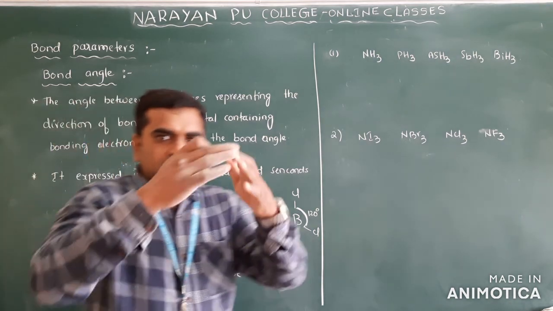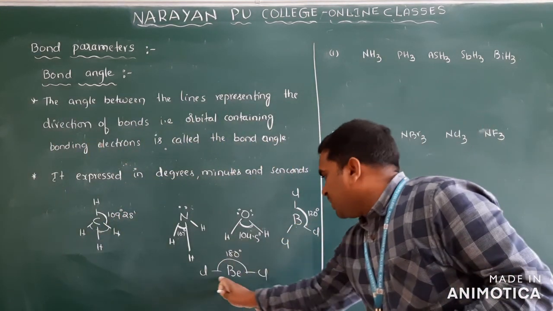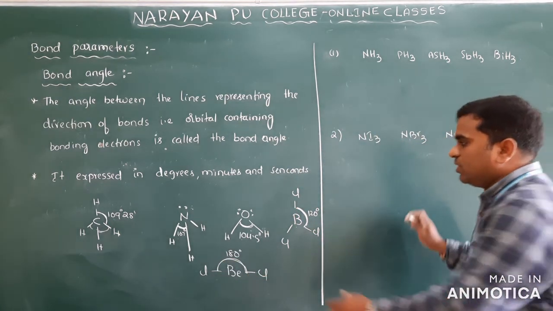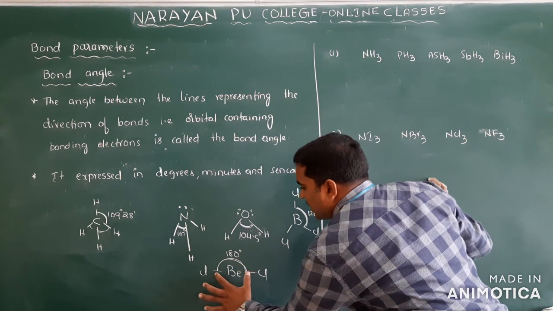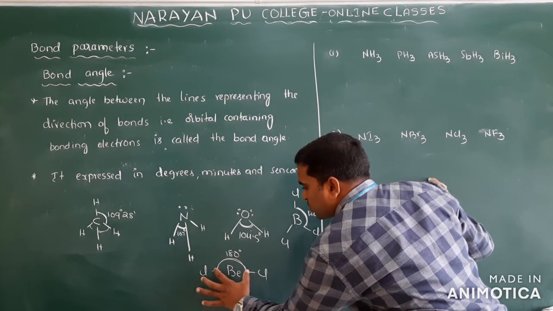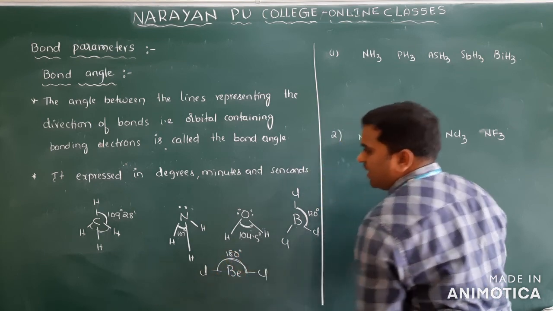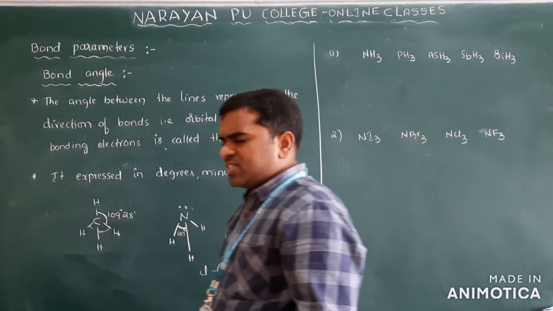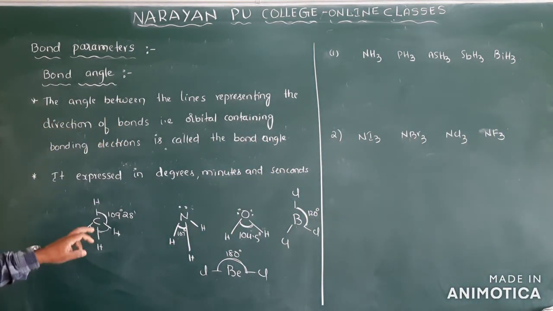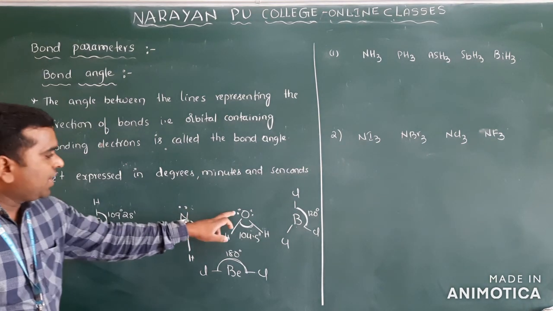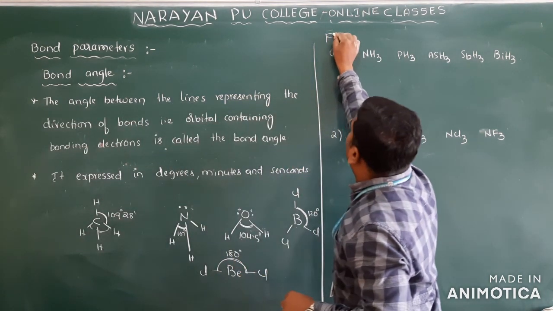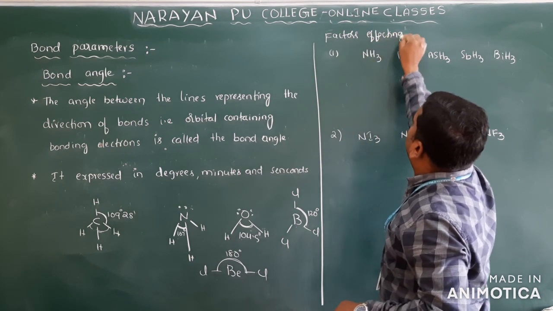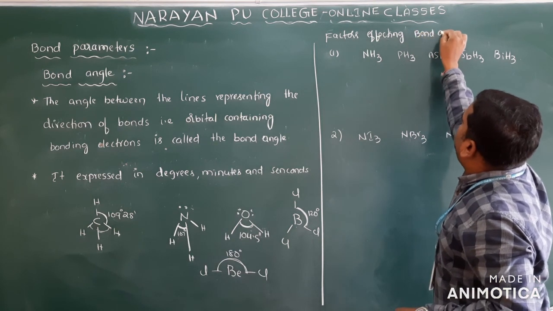Clear? Trigonal planar is a triangle. In a triangle, what is the angle here? 120. BeCl2 is linear. Linear means what is the angle here? 180. You have to see the angle between the lines. We have two lines only, and between the lines the angle is 180 degrees. So this is about bond angle. Now, which factors affect the bond angle? The first one, we can say, is lone pairs. You can put here: factors affecting bond angle.